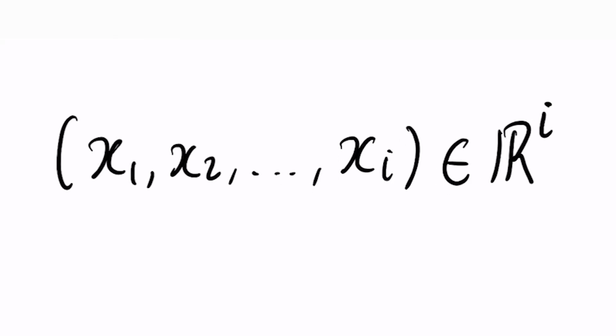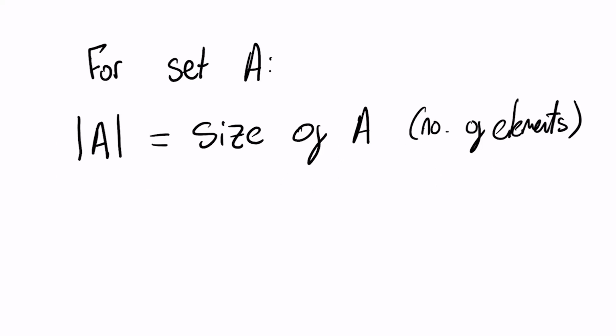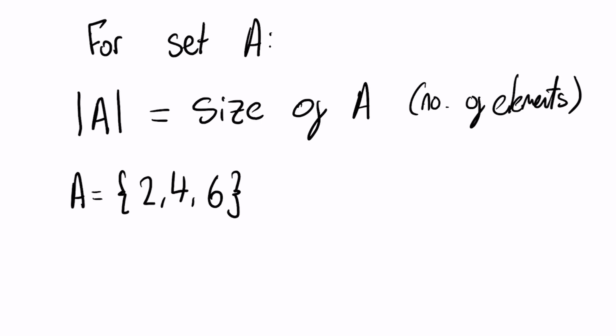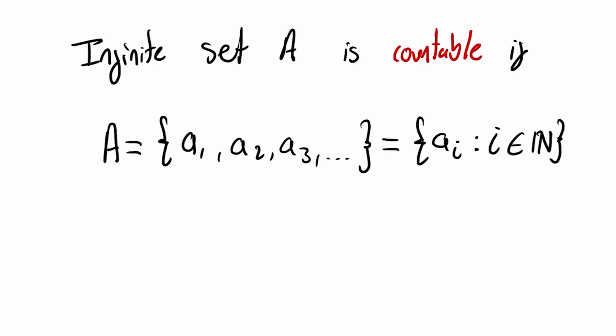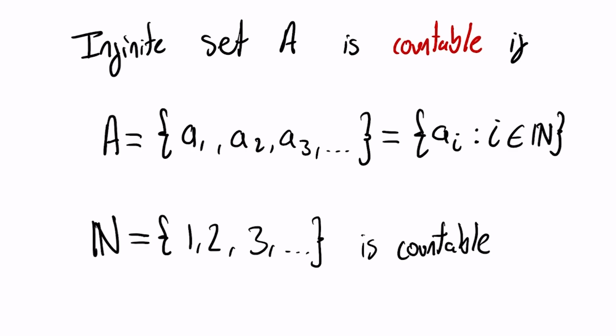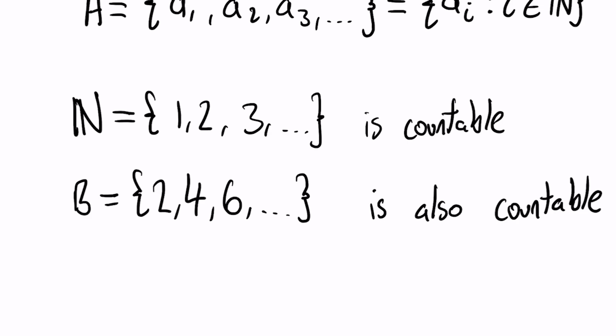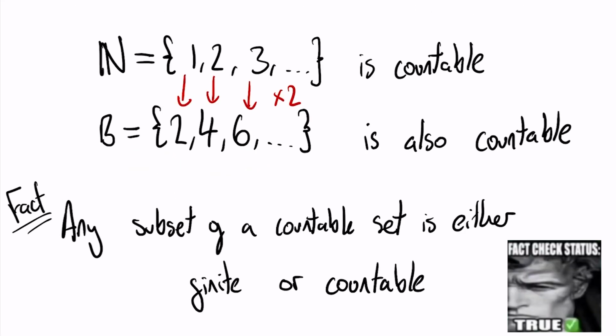It has I dimensions. The absolute value of a set is the size of the set. So if A has 3 elements, the absolute value of A is 3. Now if we have an infinite set A, we say it's countable if we can map it to the natural numbers. So of course the set of natural numbers is countable, but so is the set of positive even numbers, because it's just the natural numbers times 2. Any subset of a countable set is either finite or countable.